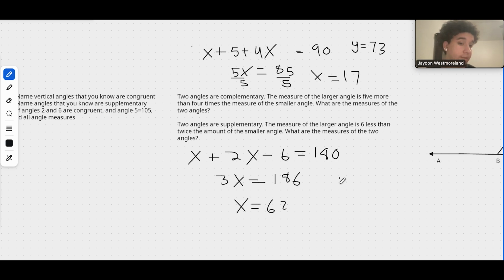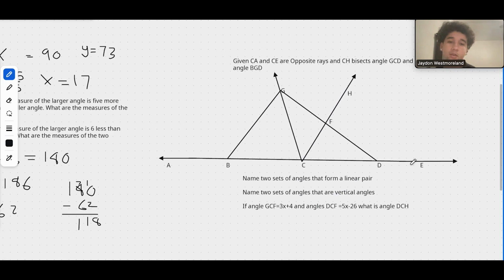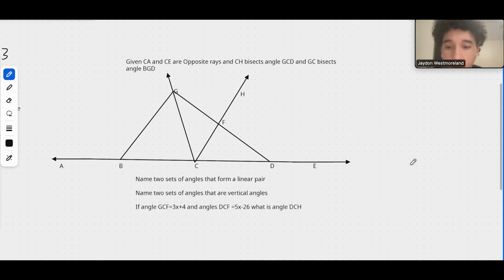And then in this one, I'm going to do the other way. 180 minus 62. Subtract. 118 degrees. Perfect.